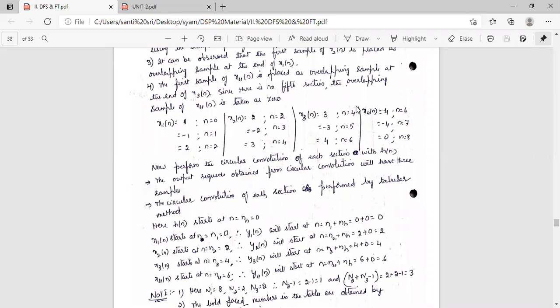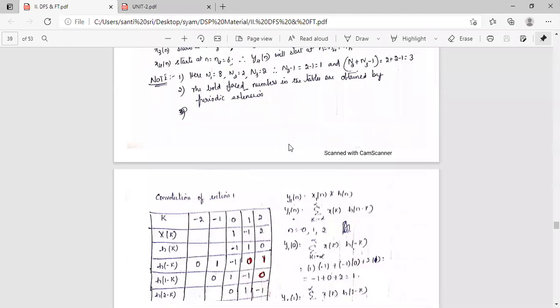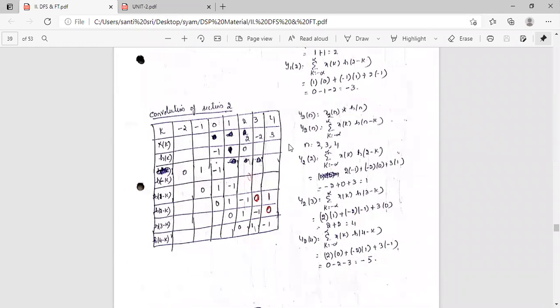So coming to section 2, y2 of 2, y2 of 3, y2 of 4, we have to calculate these values. So y2 of n is x2 of n convoluted with h of n, or in the formula we can write sigma k equal to minus infinity to infinity x2 of k into h of n minus k.